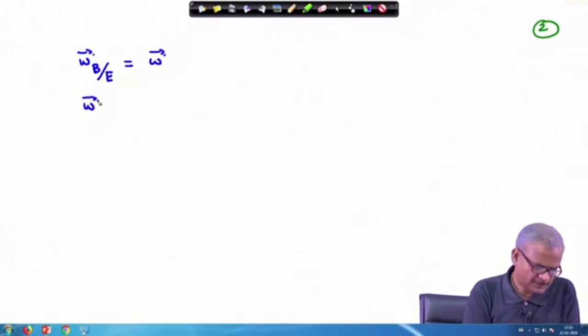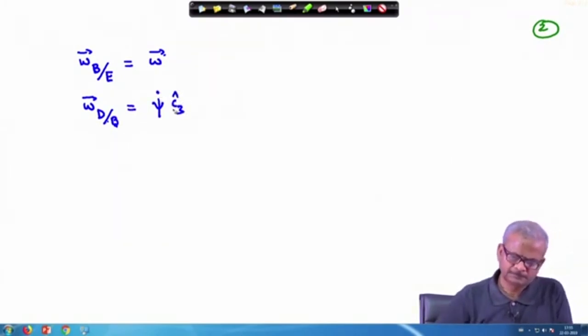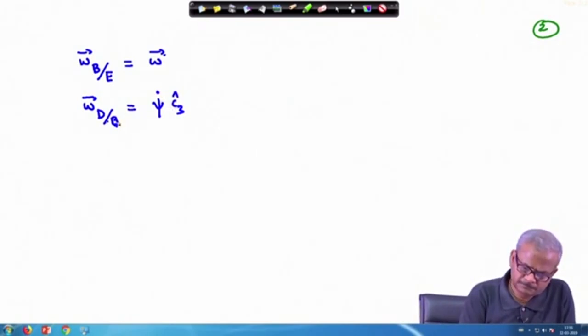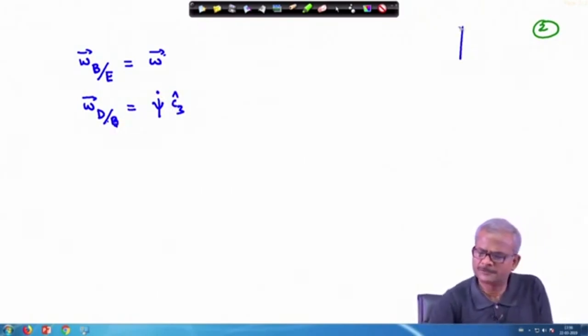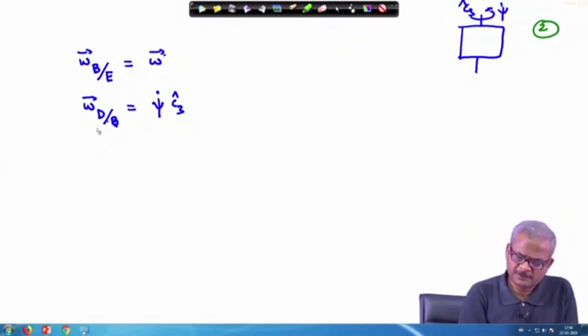Then the angular velocity of the d frame with respect to the b frame. Okay, because this is the frame here and this frame is rotating by psi dot, and this direction is c 3 cap. So only this part will appear here, d with respect to b frame.